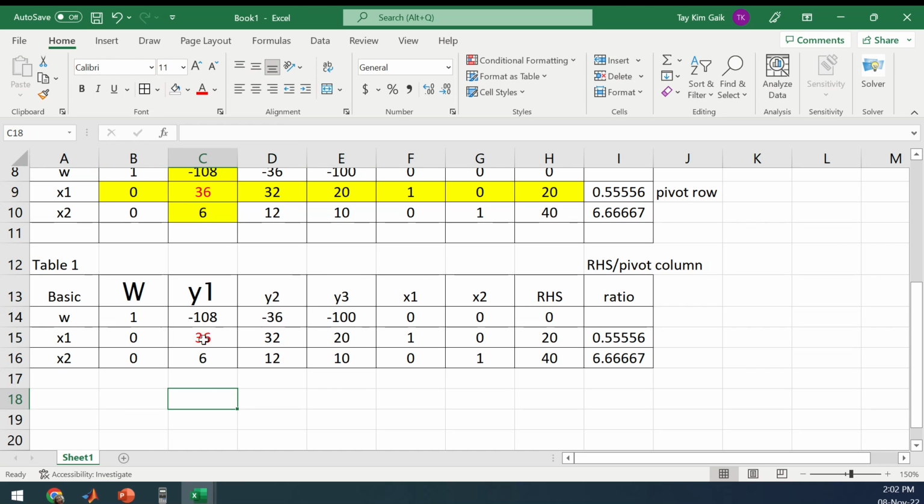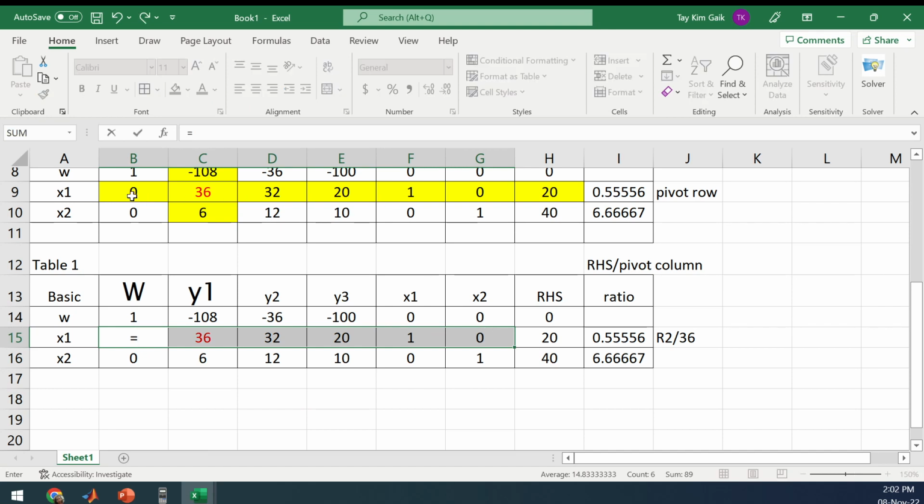So in the new table, you have to make the pivot cell become one unit. So this is R2. Make it become one unit. You divide the whole row 2 by 36. The whole row 2. So you select the new row 2 here, put it equal to the previous, the old row 2.